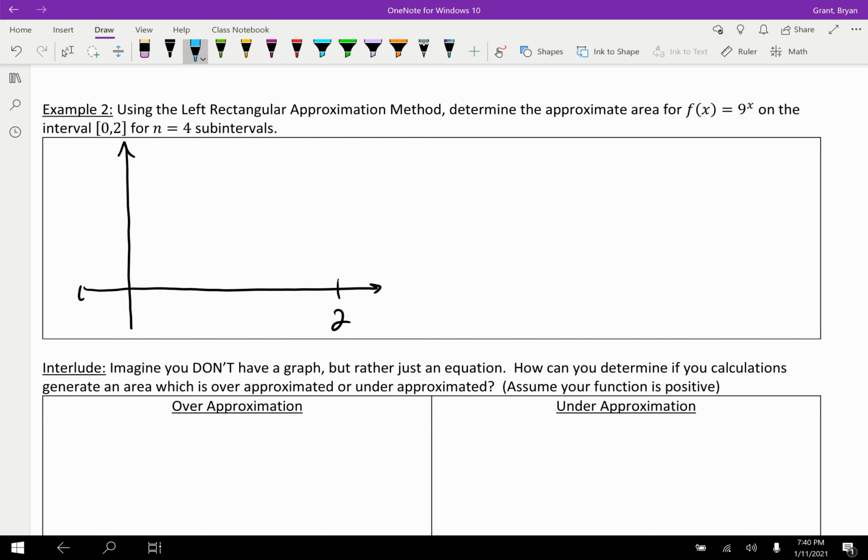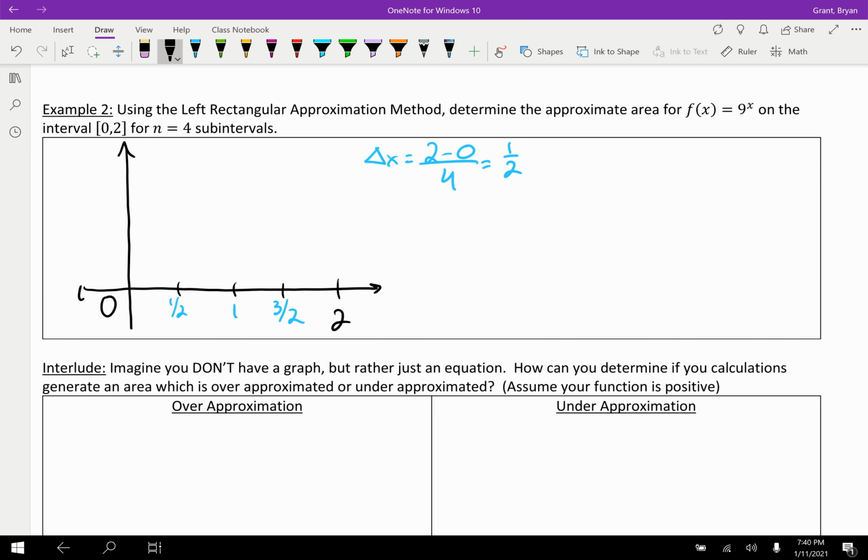4 subintervals. I bet you can divide this into 4 subintervals without finding delta x, but for the sake of things, I'll do it. Delta x is going to be 2 minus 0, that's the length of the interval, split into fourths. So 2 fourths, 1/2. I bet it's not shocking then. You add 1/2 to get 1/2, 1, 1.5, which I'll call 3/2, and 2. Cool.